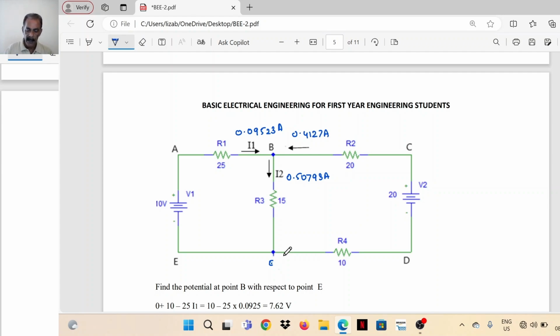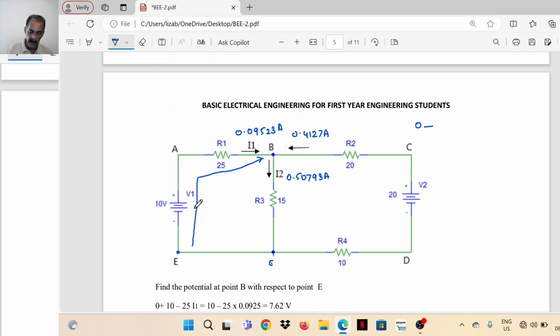Now, to find the potential at B with respect to ground, I'll mark a path from ground to B. Add all the voltage IR drops and EMF values in that path with proper signs, and we'll get the potential at B. We'll start from this point, that is ground. Ground potential is 0.